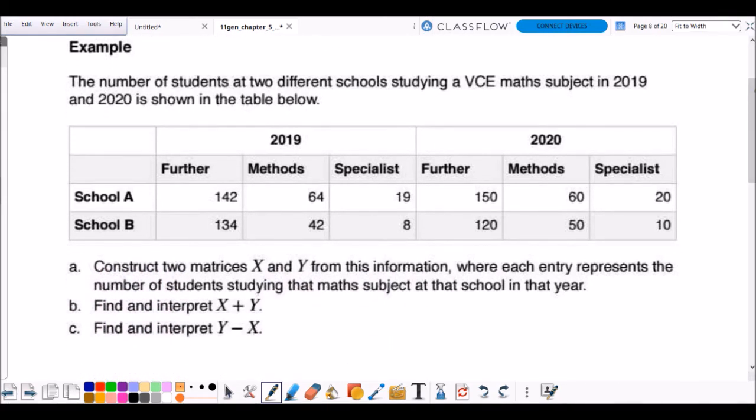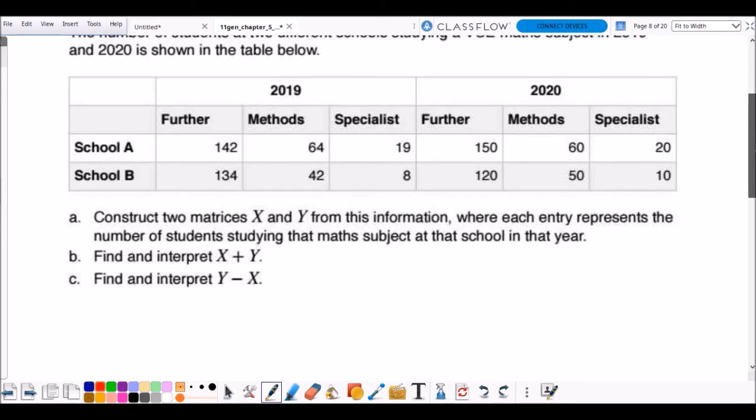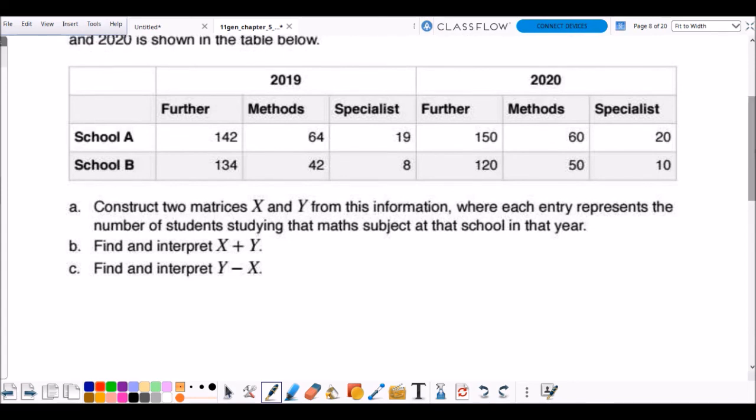The number of students at 2 different schools studying VCE in 2019 and 2020 is shown here. So these are what they're studying for maths last year, the year before that, and this year. This is actual data from our school and another school. I won't tell you which school is which though.